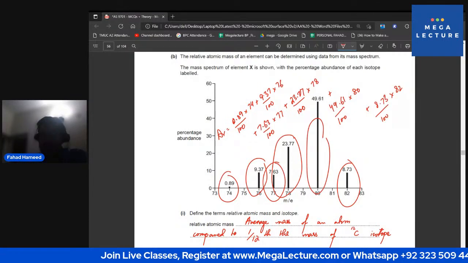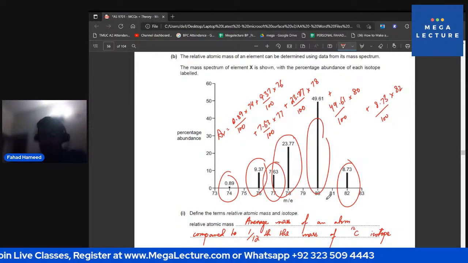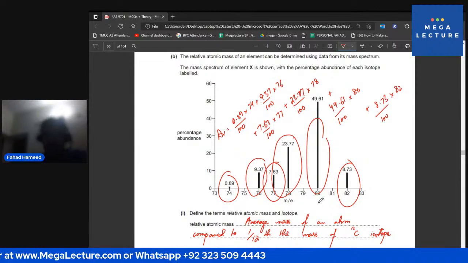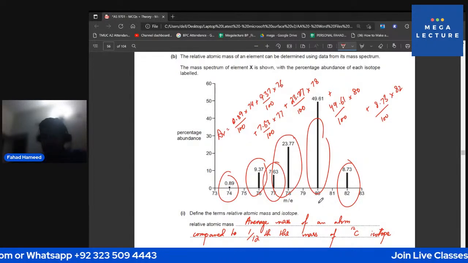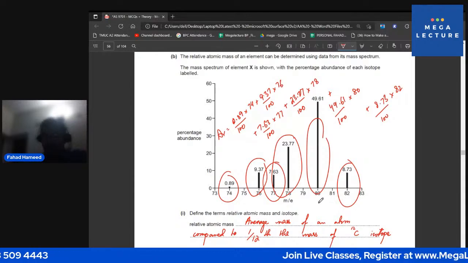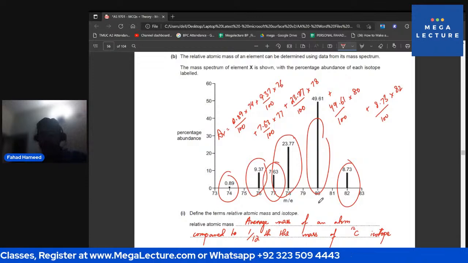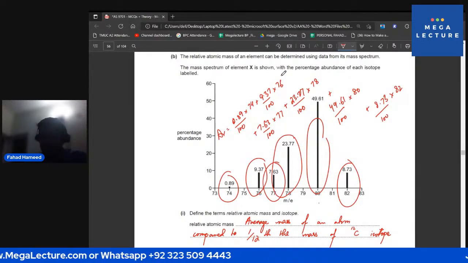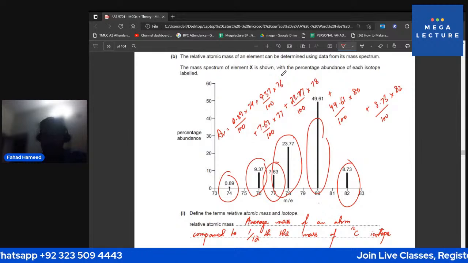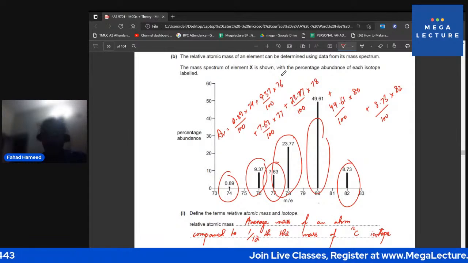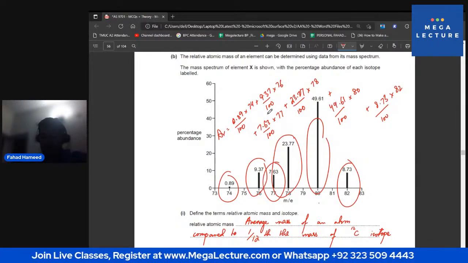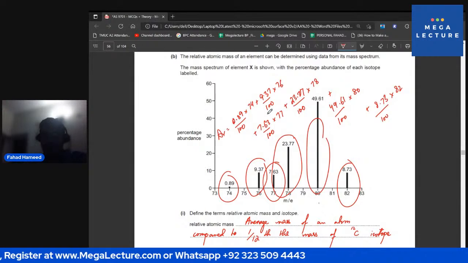Now we're going to start doing the calculation. Make sure there are no errors while you're doing it. I'm going to divide everything by 100 right at the end. So it's 0.89 times 74. Always double check. Plus 9.37 times 76. After that, you'll have 7.60 into 77, plus you'll have 23.77 into 78.